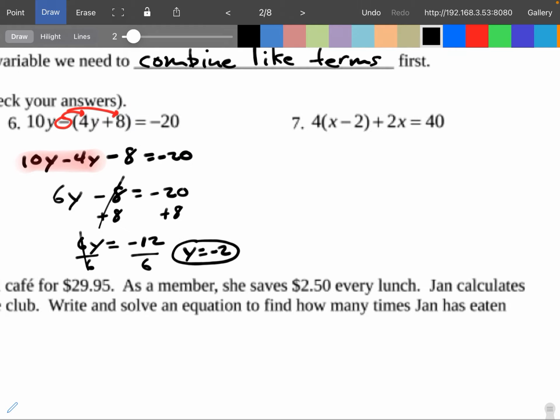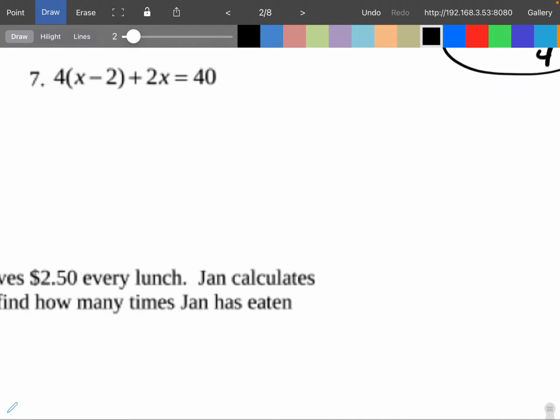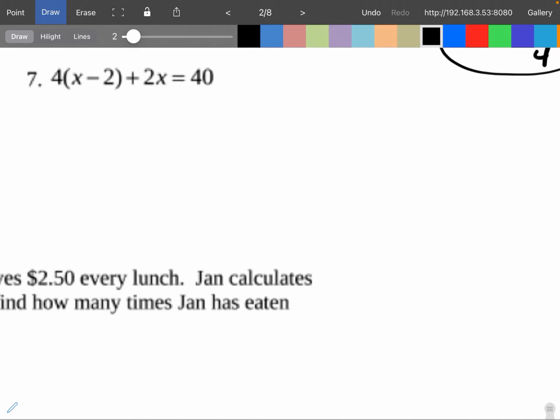All right, let's go to number 7. We got to do 7, 8, 9, and 10. So the notes part were short, but there's lots of examples in this section.